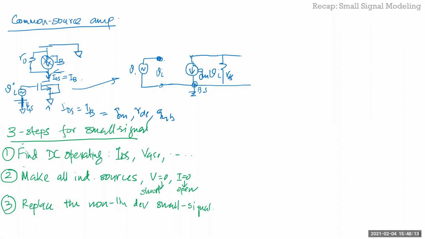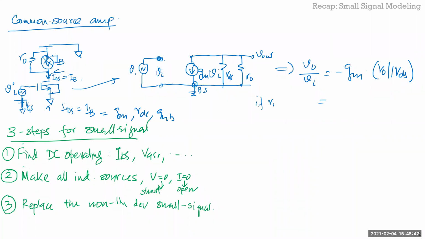And that also happens from drain to VDD, but VDD is ground because we shorted that DC source as well, right? So this is R naught, and this is your V out. This is very simple. If you analyze this, you're going to get V out over VI equals minus GM times R naught parallel to RDS. And like I said, if R naught was very high, then it is just minus GM times RDS, right?